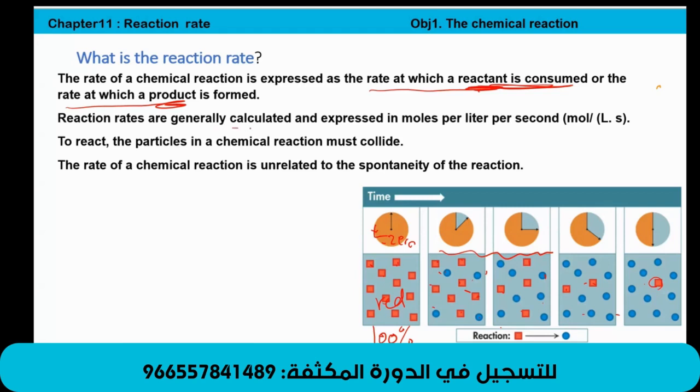The reaction rates are generally calculated or expressed in moles per liter per second. Mole per liter per second. I will show you how this unit comes. In order for anything in the world to react, they must collide, they must hit each other, and not just a normal collision. They should be an effective collision, okay? The rate of chemical reaction is unrelated to the spontaneity of the reaction. I mean, whether the reaction will take place or it will not take place.